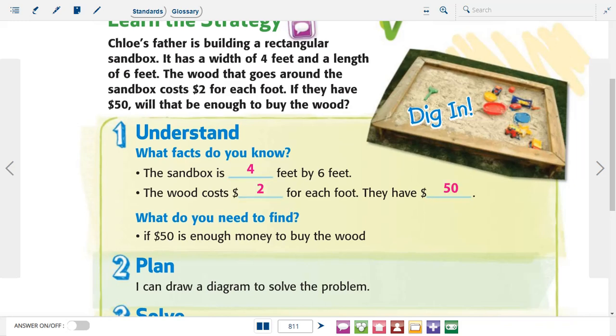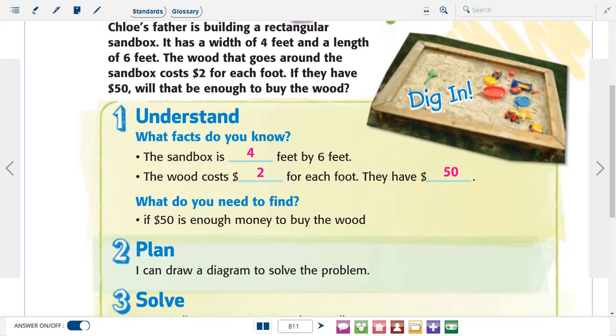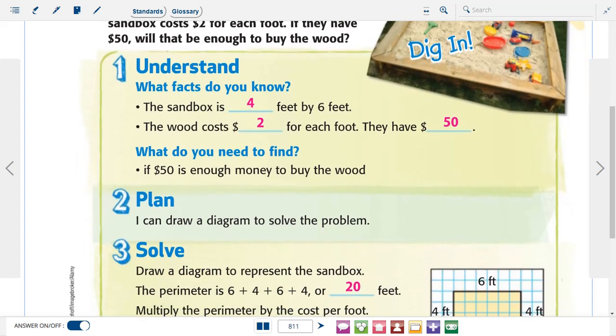Let's see now. The sandbox is 4 feet by 6 feet, so 4 length, 6 width. The wood costs $2 for each foot. They have only 50. We want to know, do they have enough money or not?